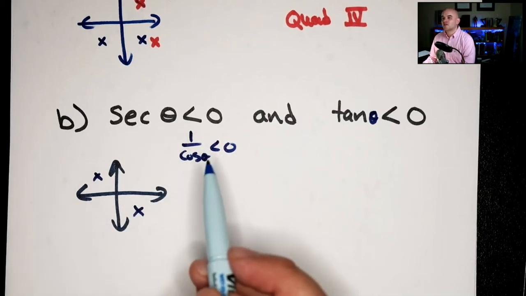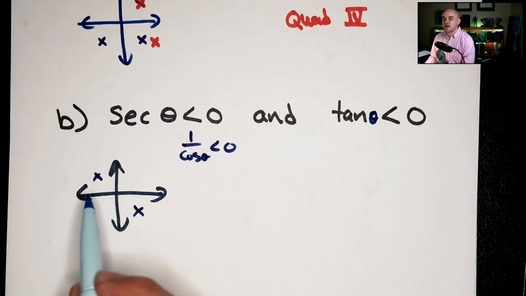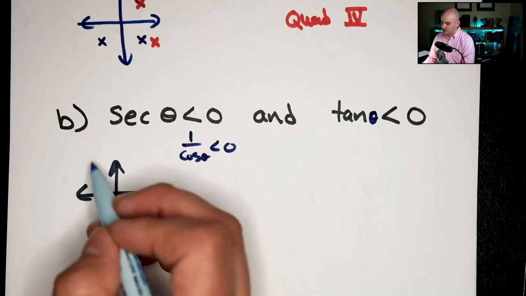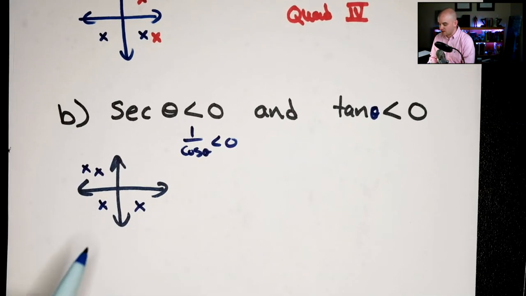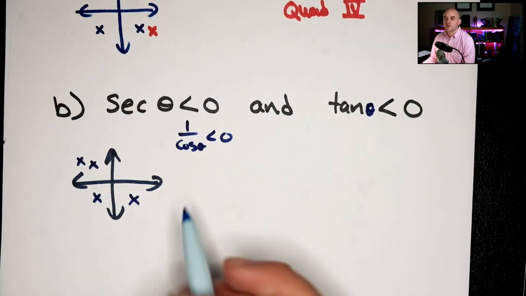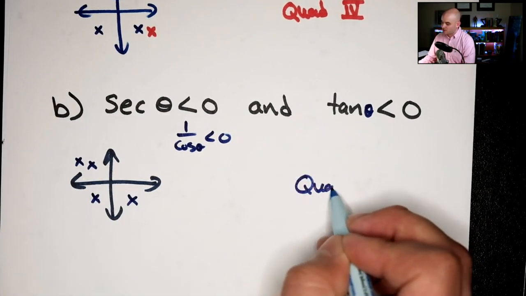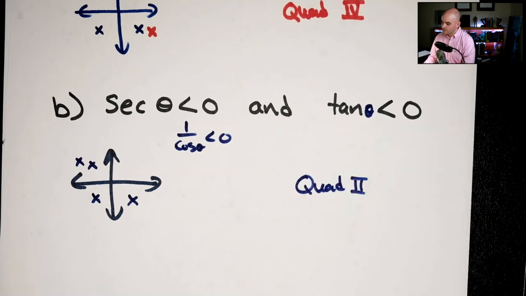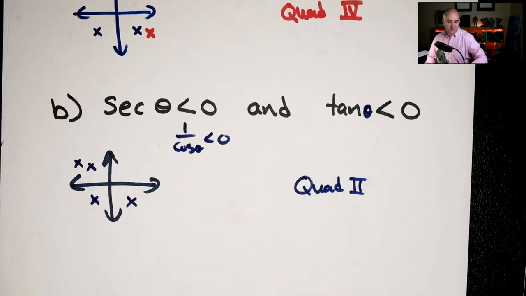And when is cosine less than 0? Well, that's when we have x values that are negative. So we're going to be in quadrant 2 or quadrant 3 here. These are the only two spots where cosine is negative, making secant negative. What do they share? They share quadrant 2. So our answer here is quadrant 2. So in this case, we've got theta in quadrant 2. Let's see if we can put these together and see what we get.